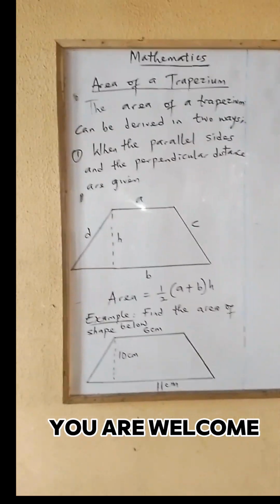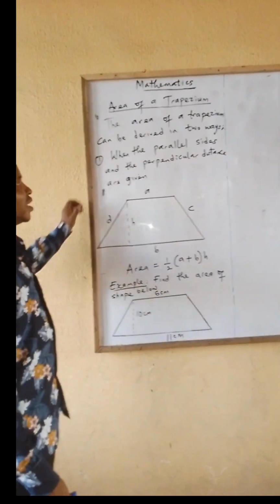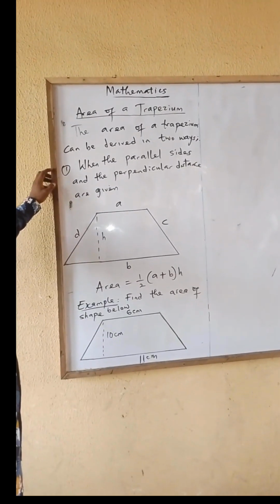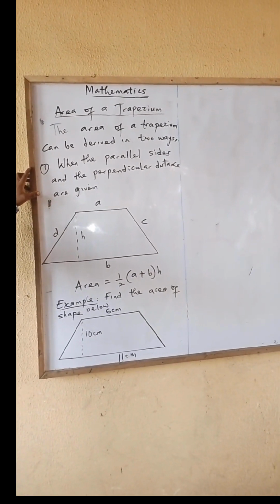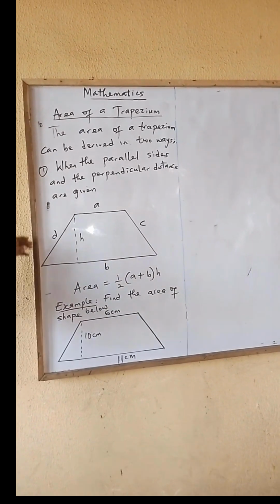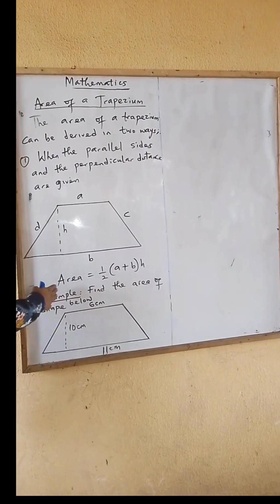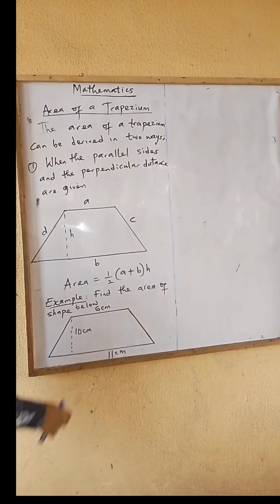Wonderful learners. Today we want to consider the area of a trapezium. The area of a trapezium can be derived in two ways. Let's consider the first condition, when the parallel sides and the perpendicular distance are given. This is the shape of a trapezium, and the formula is half (a plus b) into bracket h.